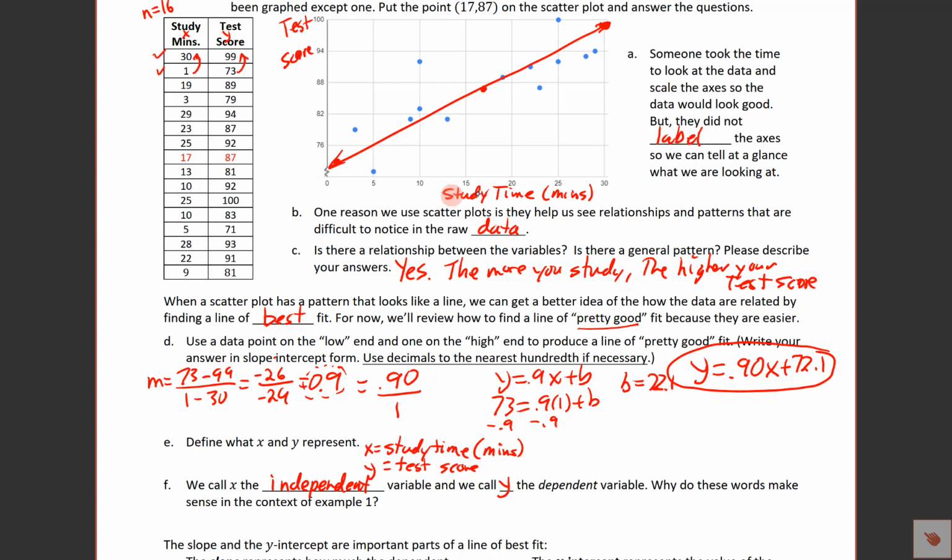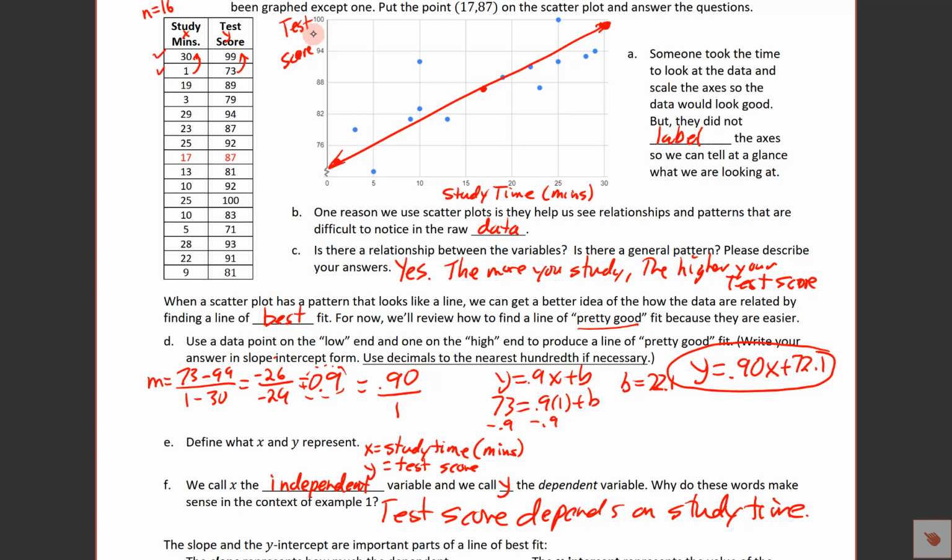Okay, so the study time, you can choose your study time, but once you've chosen your study time, your test score is kind of determined. So we could say it this way: test score depends on study time. That's actually a good way to think of this, and this is why they chose these words. This test score depends on how much you study. So once you've chosen your study time, your test score is kind of determined at that point.